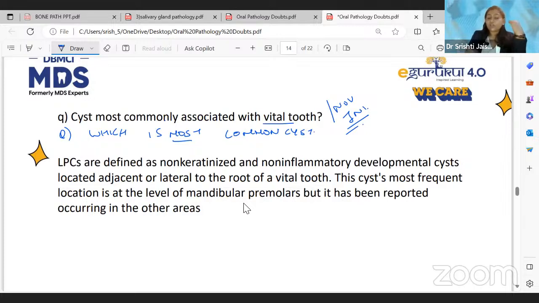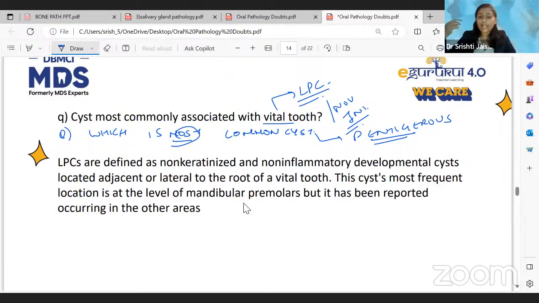If the question mentions the cyst most commonly associated with a vital tooth, then the answer is lateral periodontal cyst. Now remember, lateral periodontal cyst is always associated with a vital tooth. Why? If they have asked which is the most common cyst, we know the most common developmental odontogenic cyst is the dentigerous cyst. When it comes to the dentigerous cyst, we do not actually know whether it is associated with a vital or non-vital tooth. So then the answer can be dentigerous cyst.